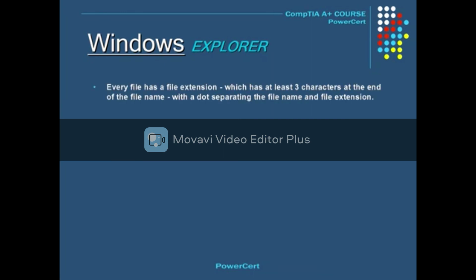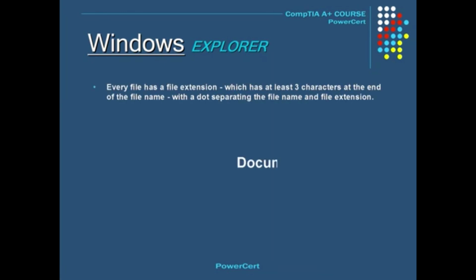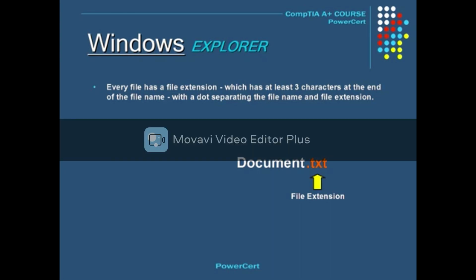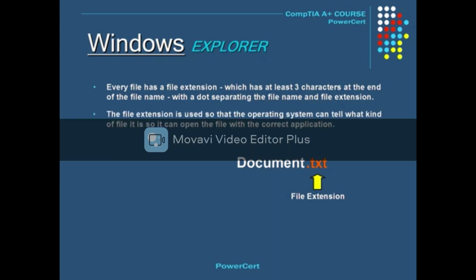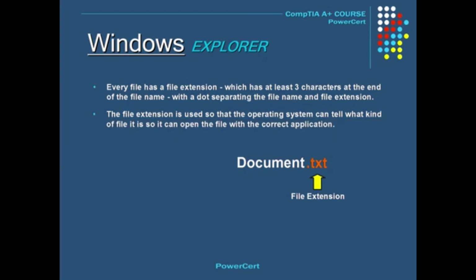Every file has what's called a file extension. A file extension has at least 3 characters at the end of the file name, and there is a dot that separates the file name and the file extension. The file extension is used so that the operating system can tell what kind of file it is, so it can open the file with the correct application.